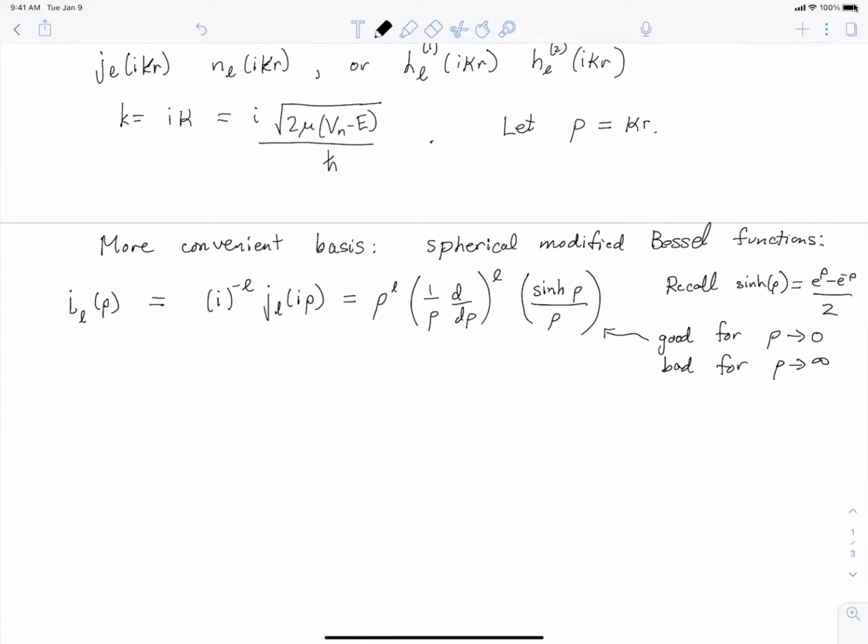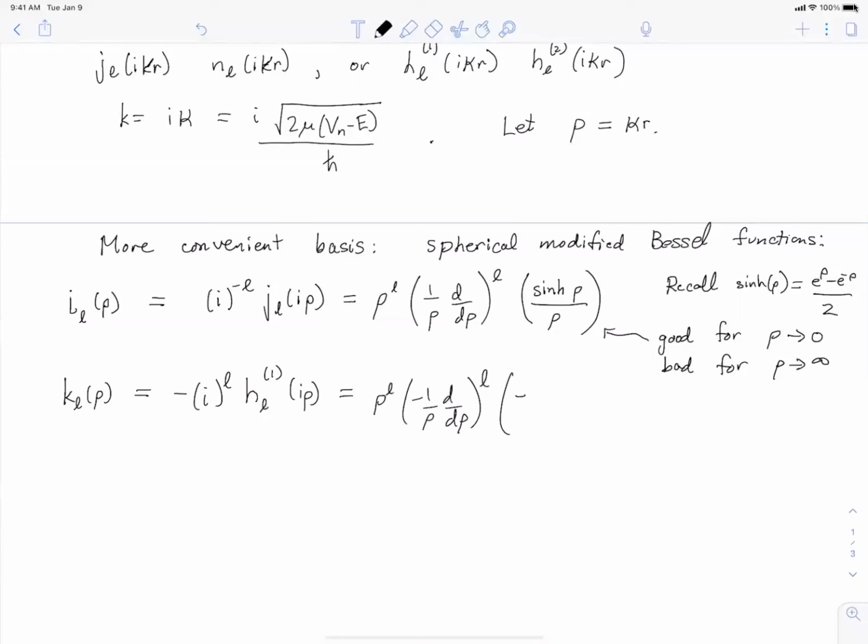Okay, the other one, there's always two linear combinations, is called k_l of rho. And that's defined to be minus i to the nth power times the first of the spherical Hankel functions evaluated at i rho, which is rho to the l, minus 1 over rho d by d rho to the nth power. But now it's an exponential, but it's e to the minus rho because we plug in the imaginary value, over rho.